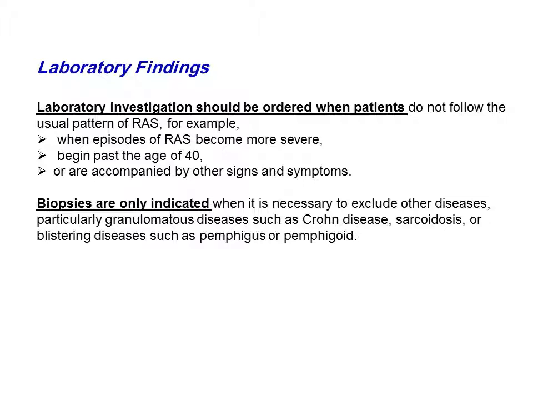Biopsy is only indicated when it is necessary to exclude other systemic diseases such as Crohn's disease, sarcoidosis, blistering diseases such as pemphigus, pemphigoid, or when we see a dirty looking ulcer such as in a case of squamous cell carcinoma. So when we need to exclude other systemic disease and squamous cell carcinoma, we order a biopsy. But otherwise, clinical features and history of the patient are enough.